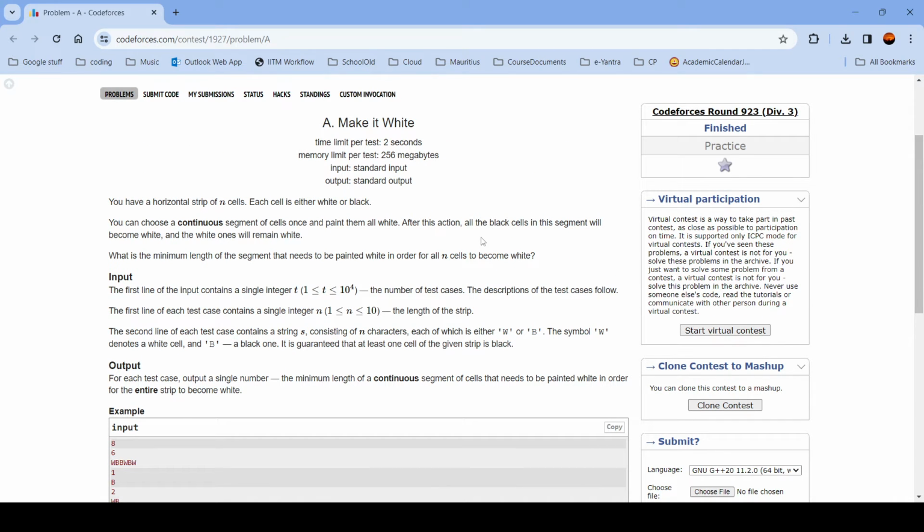So first for question A, this is the question. We have a horizontal strip of n cells and each cell is white or black. So we have to choose a continuous segment of cells, that is a subarray of that strip, and paint everything in that white. So all the black cells would become white and all the white ones would of course remain white. So we need to find the minimum length of such a segment that we can choose.